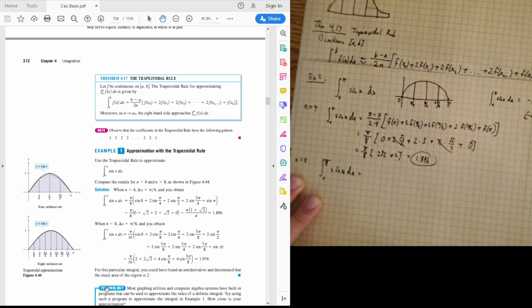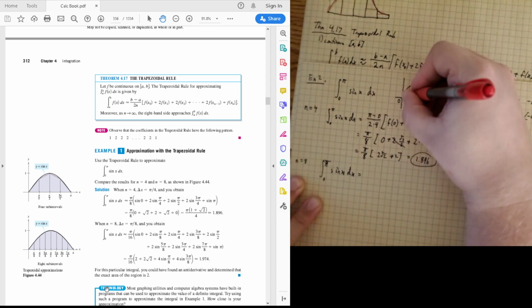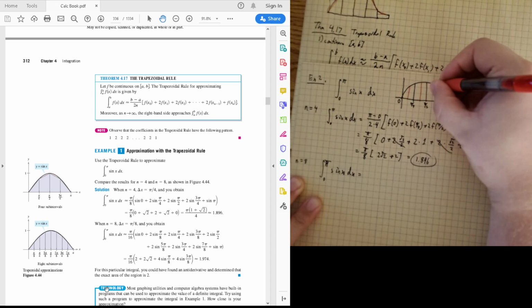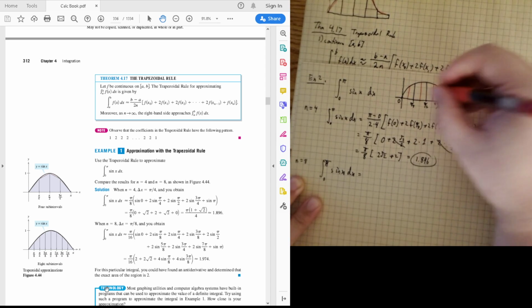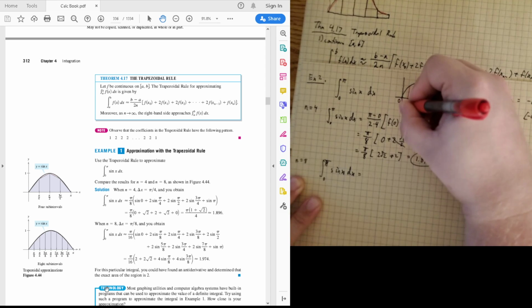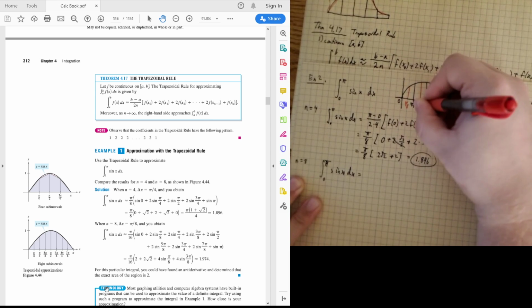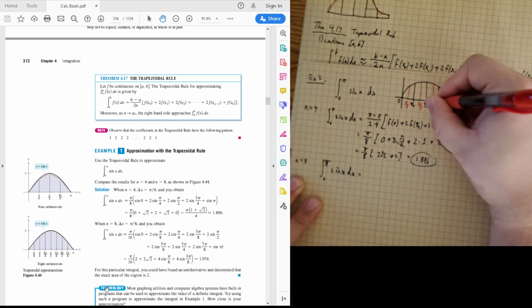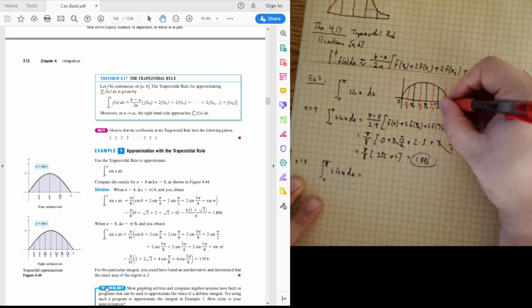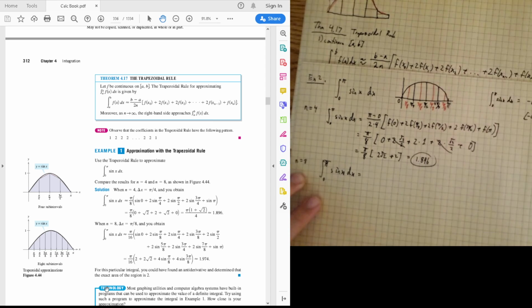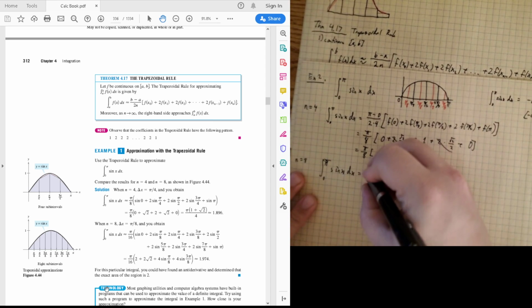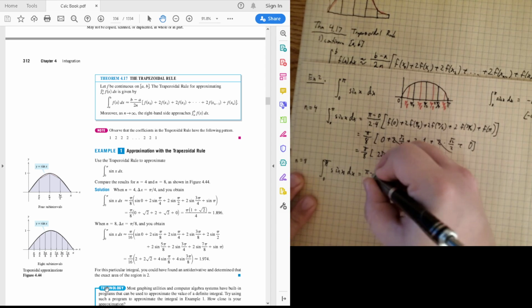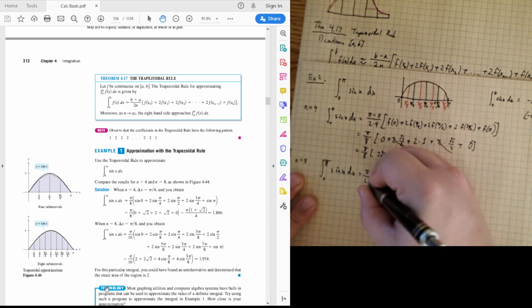Okay, if we're doing it with 8, we have to break each of these rectangles apart again. 8 rectangles is going to make this pi over 8. It's going to make this 3 pi over 8, 5 pi over 8, and 7 pi over 8. All right, let's do this. So it becomes b minus a over 2 times n.